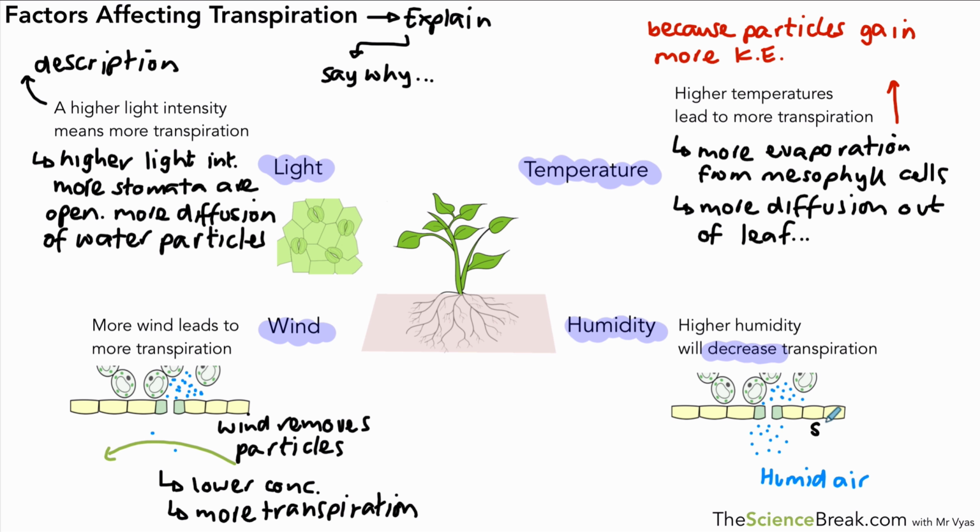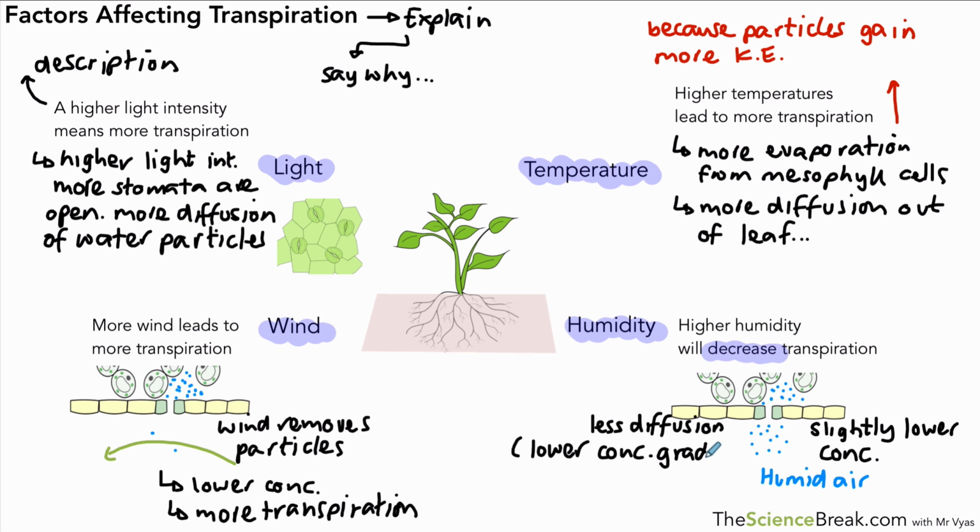But if we've got humid air on the outside, that means we've only got a slightly lower concentration of water particles in the air on the outside. Therefore, we're going to get less diffusion of those particles. So a high humidity will decrease the rate of transpiration because we lower the concentration gradient between the inside and the outside of the leaf.